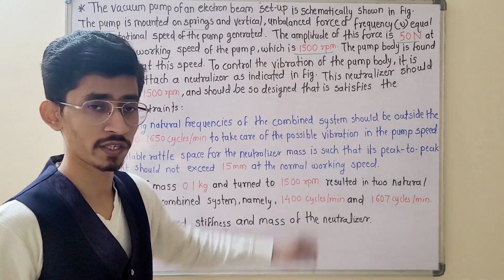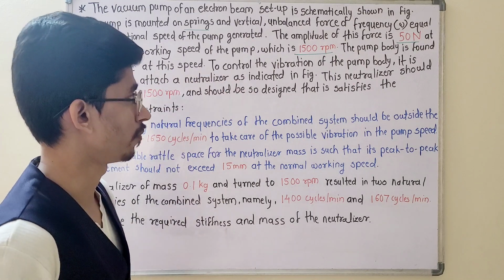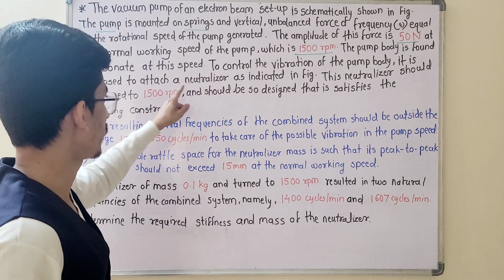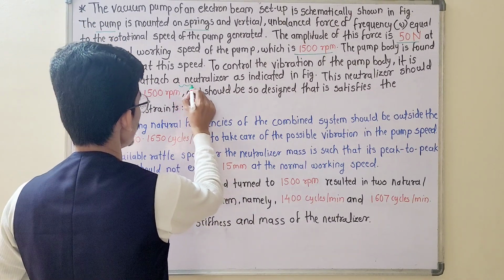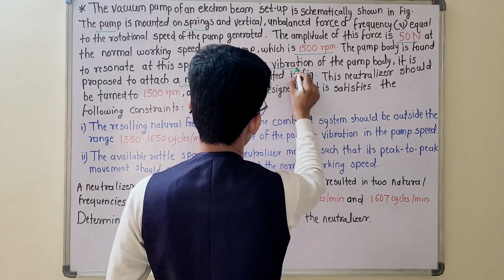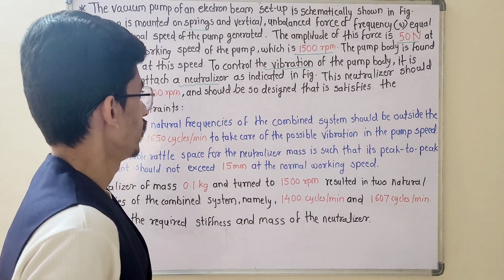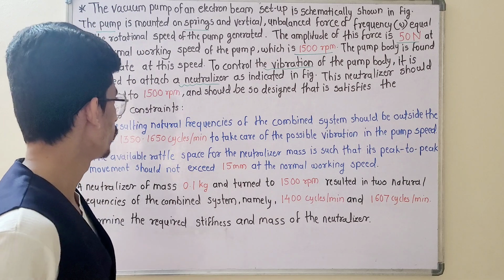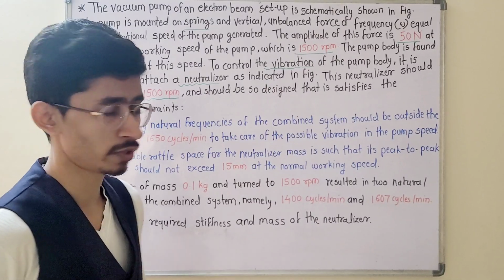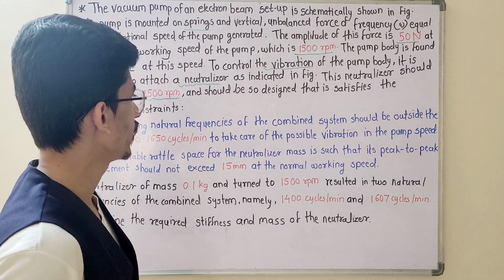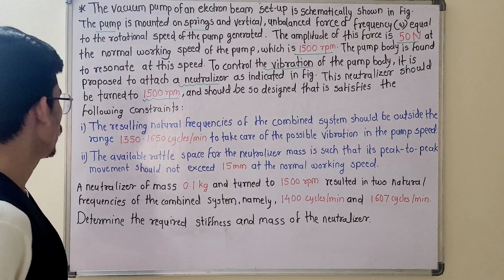So particularly at this speed, our pump body is going to resonate. To control the vibration of the pump body, it is proposed to attach a neutralizer. So why are we introducing a neutralizer? See here, this is the important line: to control the vibration of the pump, we are introducing a neutralizer. This neutralizer should be tuned to 1500 rpm. Again, the tuned rpm for this neutralizer is 1500.